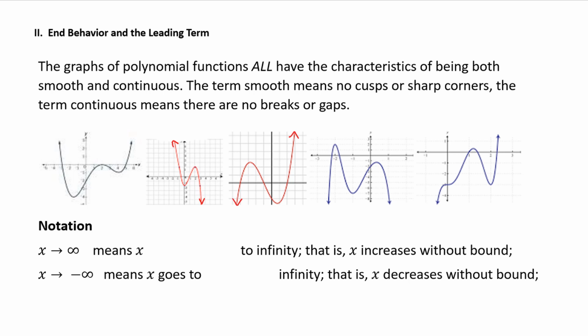Now let's look at some notation. x arrow infinity is read "x approaches infinity," and that means x increases without bound. So consider a graph as you move on the x-axis towards the right, on and on and on. x arrow negative infinity is read "x approaches negative infinity." This means x goes to negative infinity, and x gets increasingly smaller. That continues to the left without end.